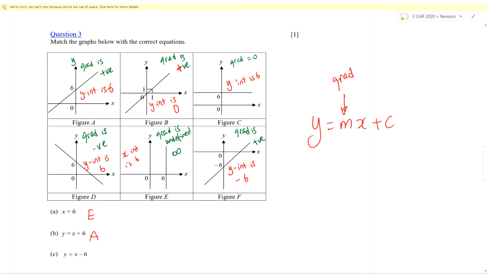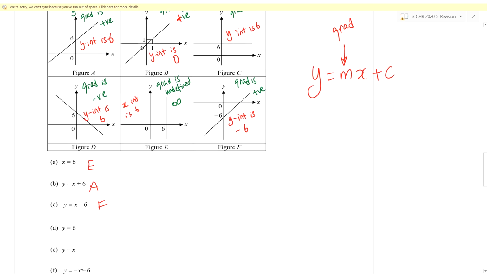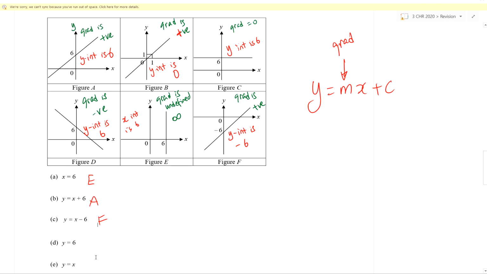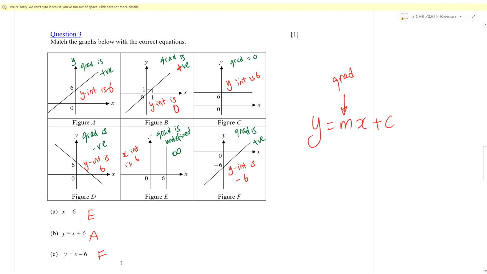For part C, what is the number in front of X? It is 1. Is it positive or negative? Positive. So it must be sloping up. So this is a graph that slopes up. So again, I have A, B, and F. But the y-intercept is -6. It must be F. Next, y equals to 6. This is level 6. Which of the following graphs look like a level? C. Good.